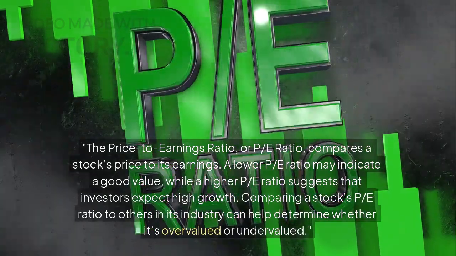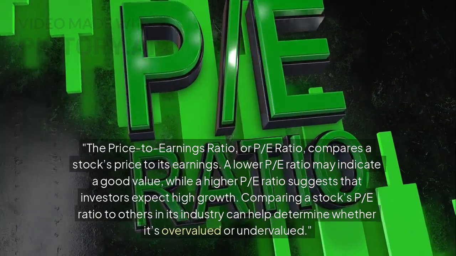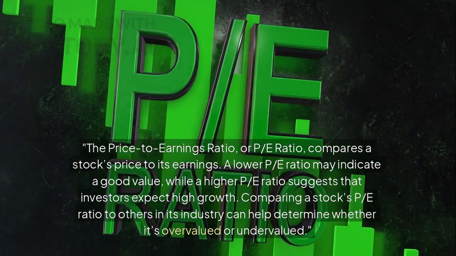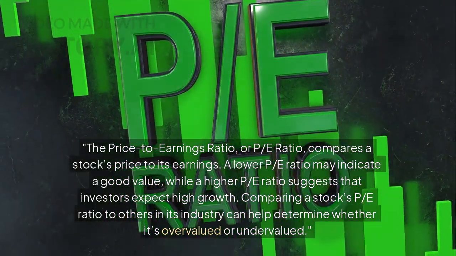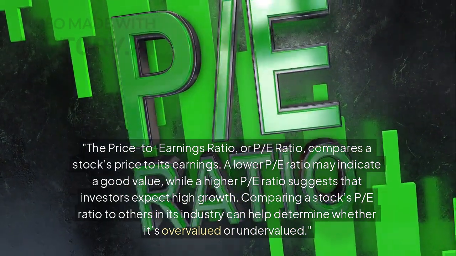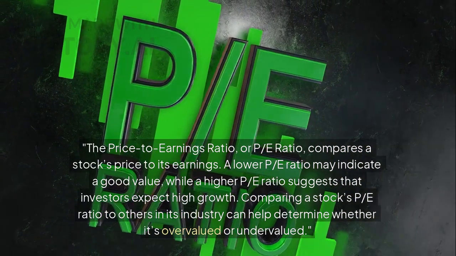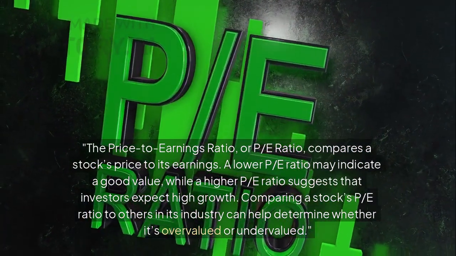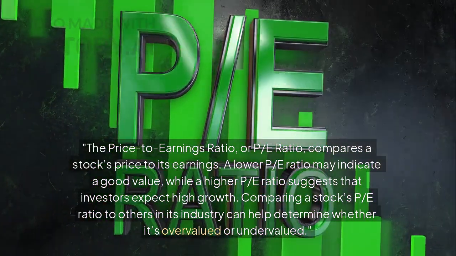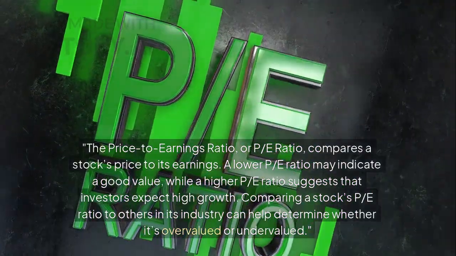The price-to-earnings ratio, or P/E ratio, compares a stock's price to its earnings. A lower P/E ratio may indicate a good value, while a higher P/E ratio suggests that investors expect high growth. Comparing a stock's P/E ratio to others in its industry can help determine whether it's overvalued or undervalued.